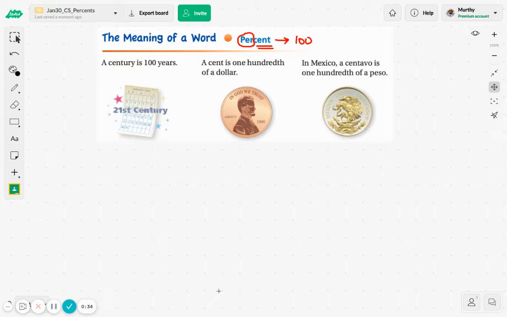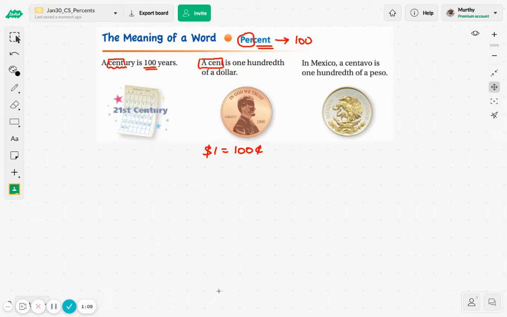Look at these words: century contains a CENT, which means 100 years. You know that a cent is 1/100 of a dollar, which means if you take $1, how many cents are there? You know that 100 cents are there. Therefore, here a cent is a 100th part of a dollar.